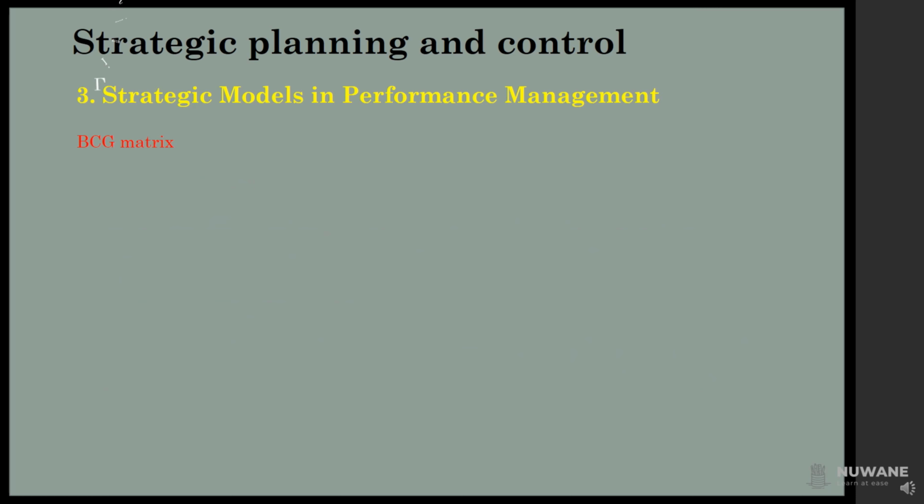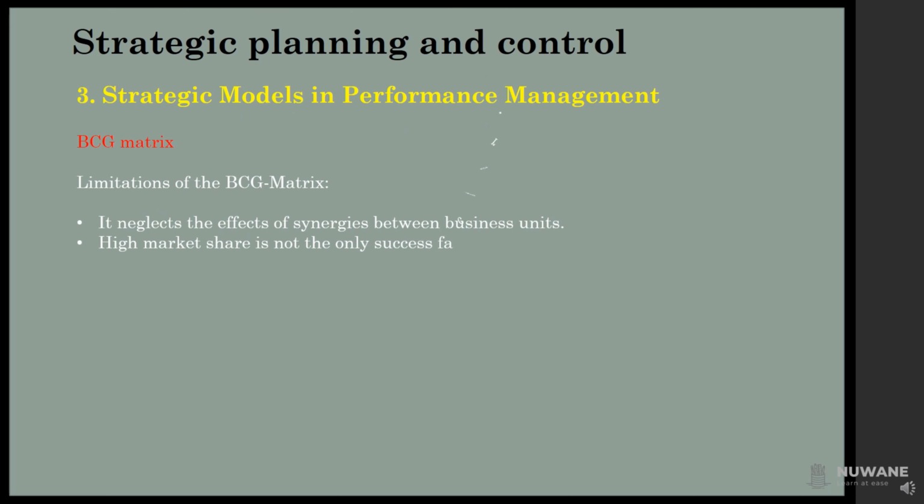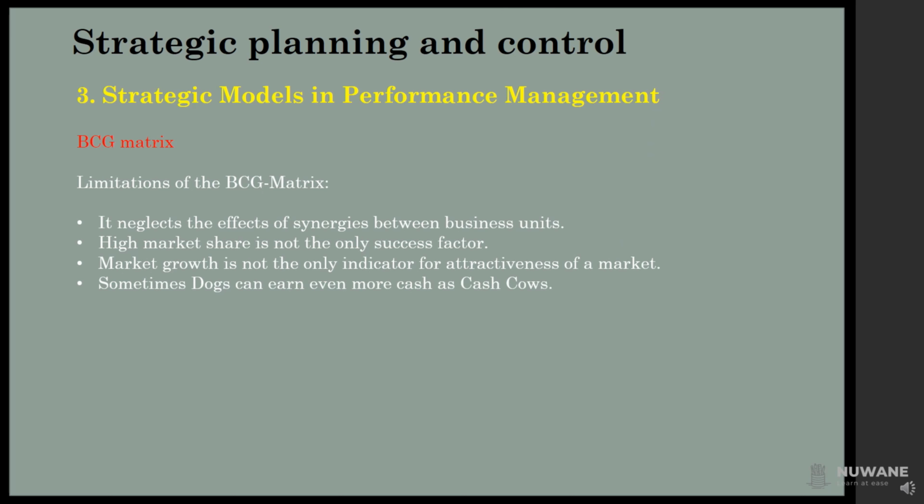Limitations of the BCG matrix. It neglects the effects of synergies between business units. High market share is not the only success factor. Market growth is not the only indicator for attractiveness of a market. Sometimes dogs can earn even more cash than cash cows. There are problems of getting data on the market share and market growth.